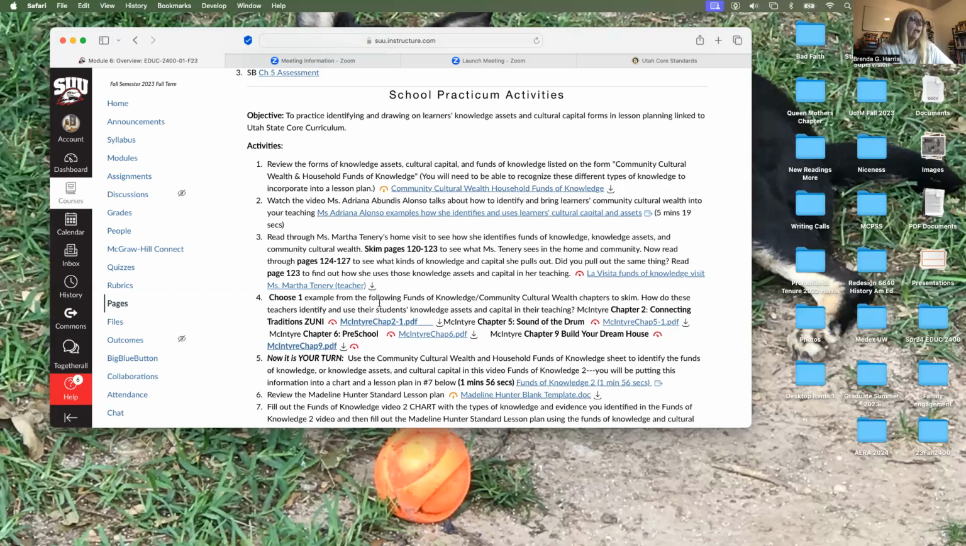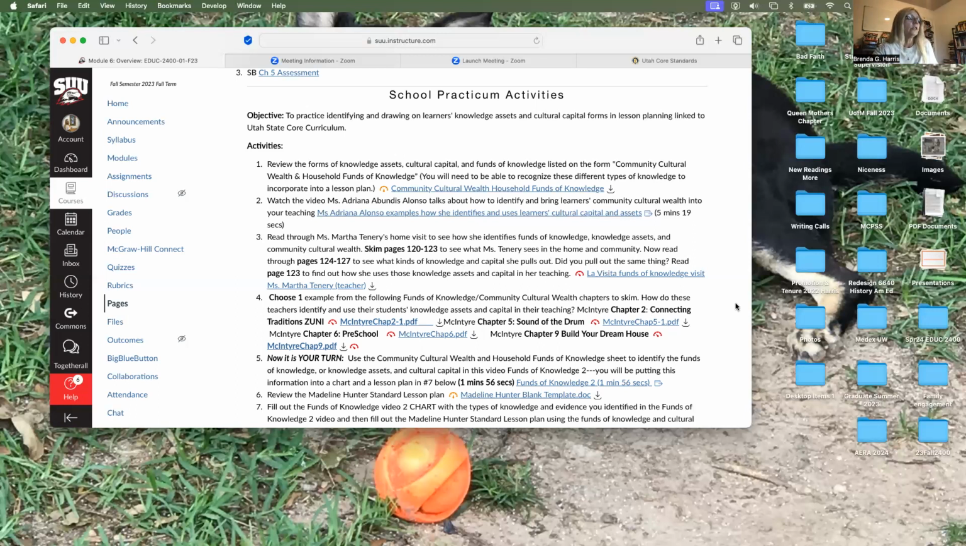And in each of these chapters, like the McIntyre chapter 2, you've got a teacher who uses the Zuni traditions from the community, and she brings it into her classroom. She starts with the learners and their Zuni traditions, brings it into her classroom. And she shows you that right in that chapter.